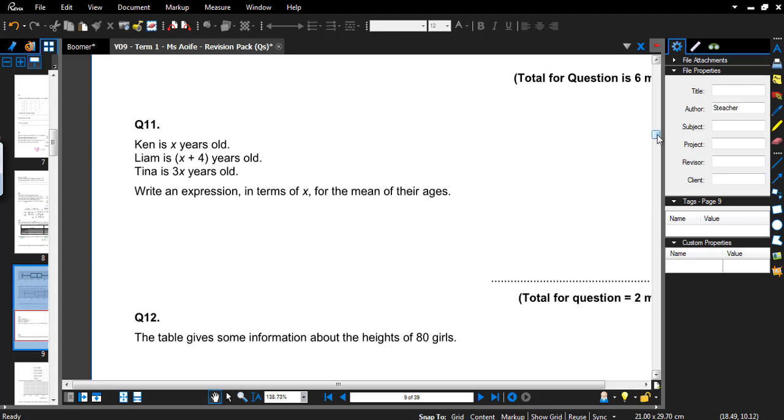Right, now, Question 11. Ken is x years old. Liam, that's my name in Irish, actually. I should have been named Liam. Anyway, Liam is x plus 4. Tina is 3x. Write an expression in terms of x for the mean of their ages.